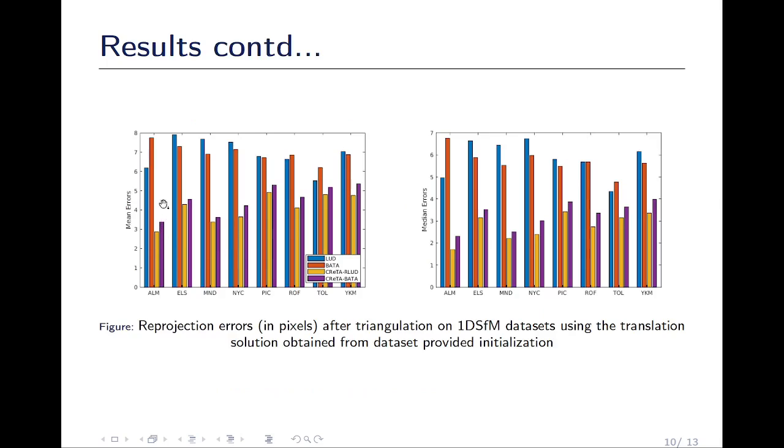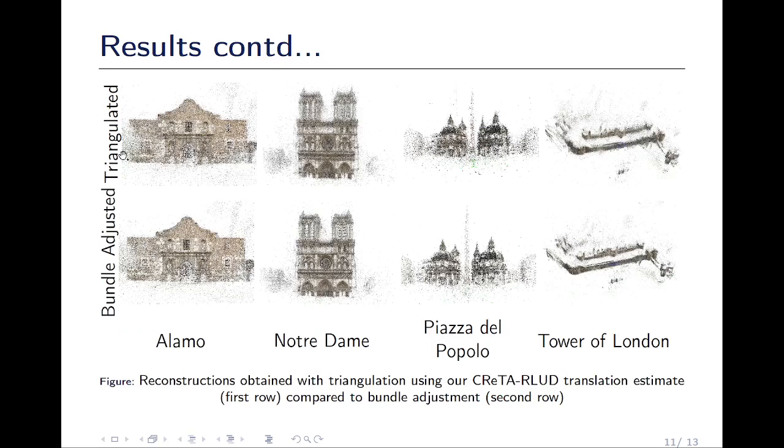It can be seen that the reprojection errors also reduce significantly when using our solution for triangulation when compared to the other existing methods. Also, it can be seen that most of the structure is recovered just in the triangulation phase when compared to the bundle adjusted reference.